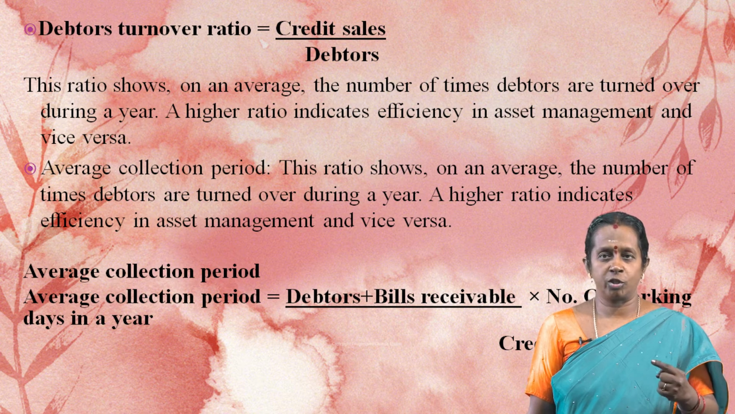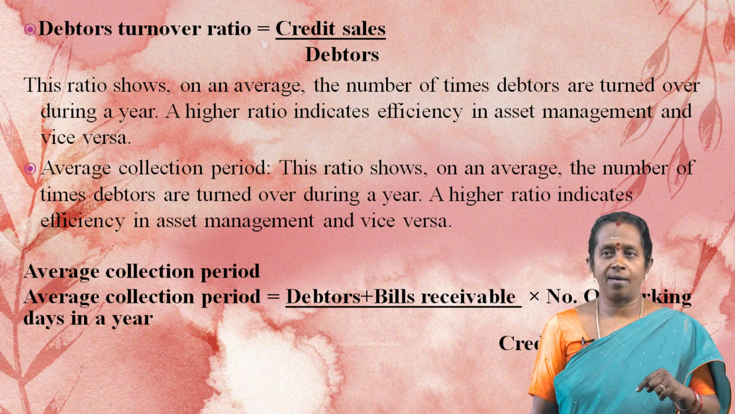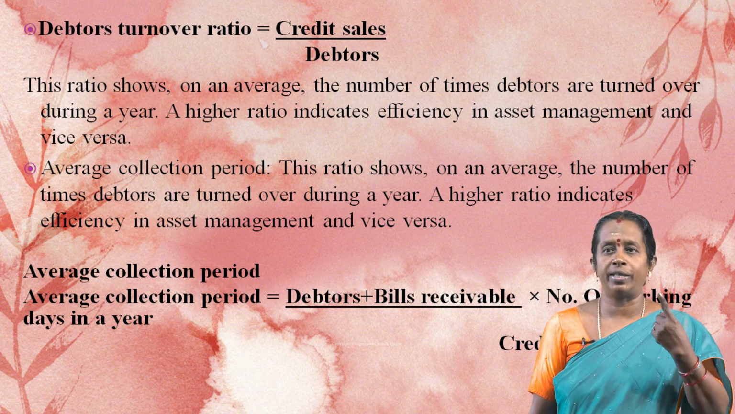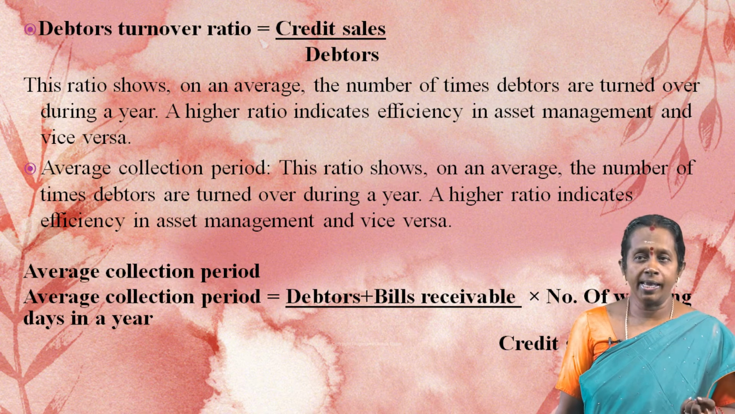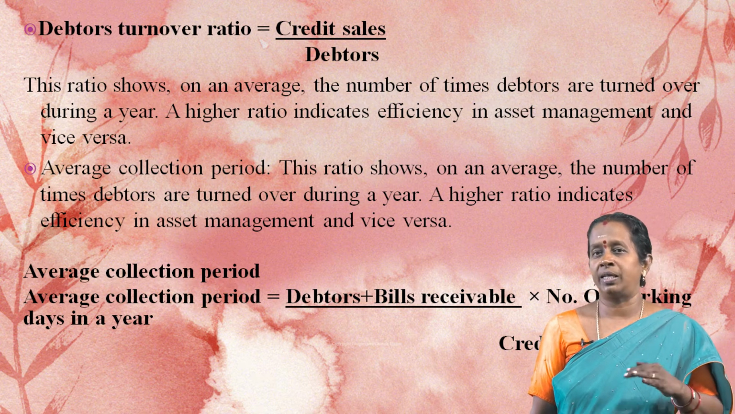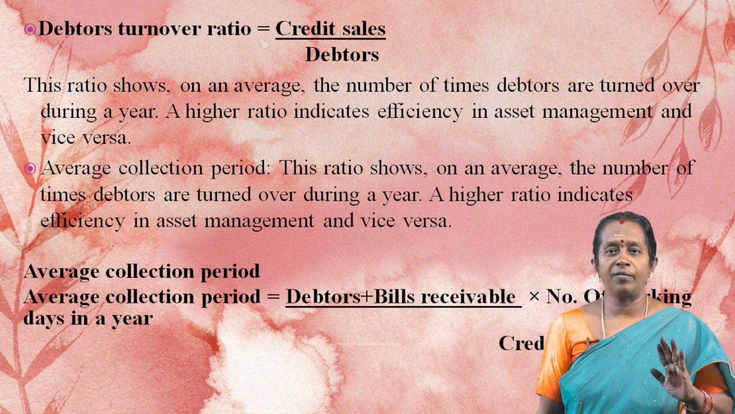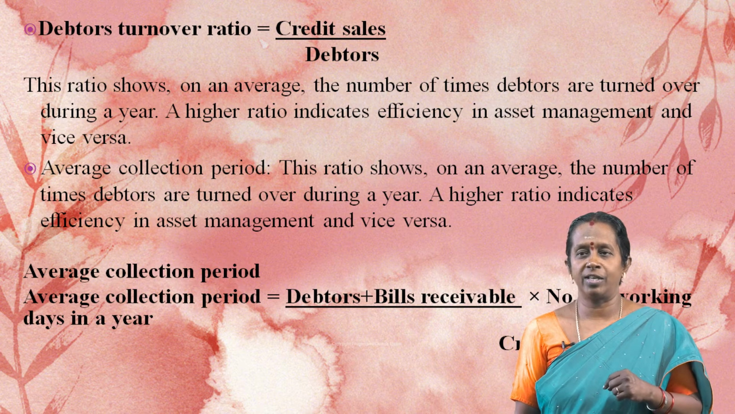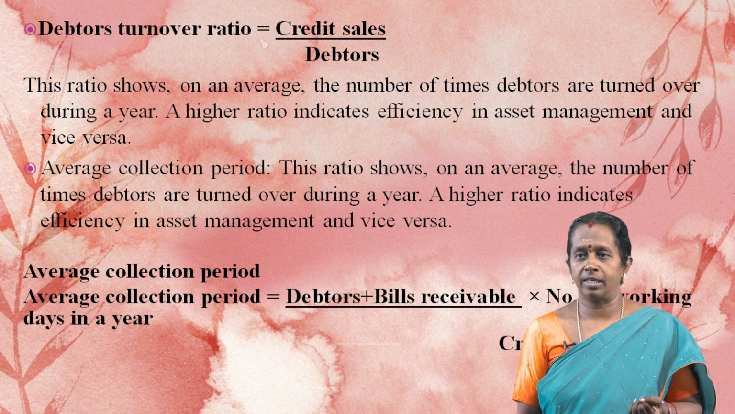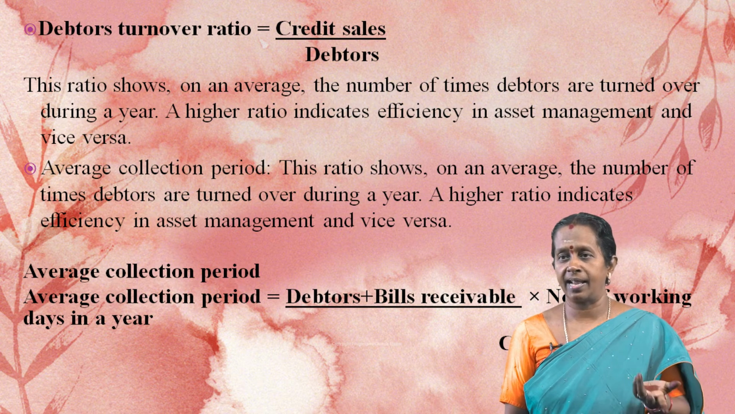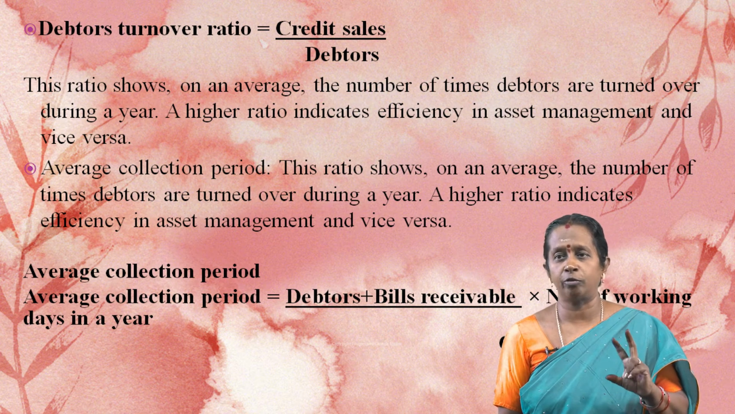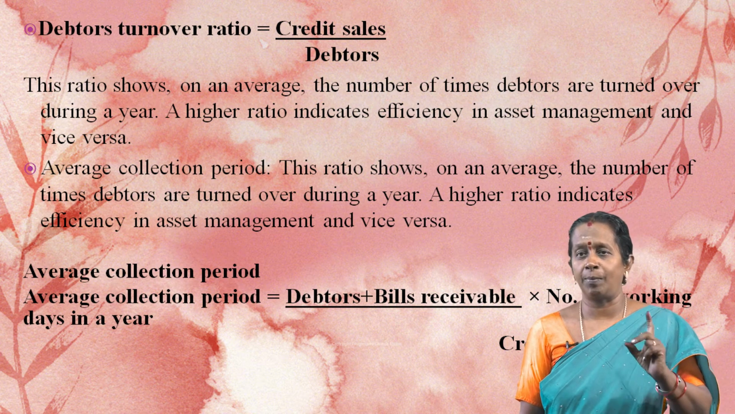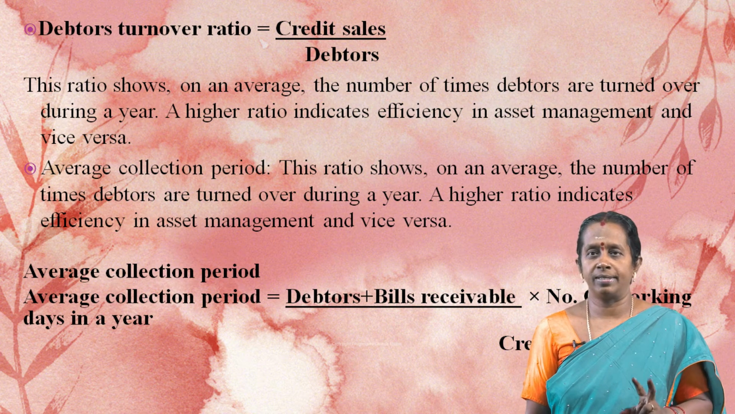Next one is the average collection period. Here also a higher ratio indicates efficiency in asset management and vice versa. To find the average collection period, the formula is debtors plus bills receivable divided by credit sales, into the number of working days in a year. We take total days in a year as 365 or 366 according to whether it is a leap year or not. We calculate this average collection period by considering the number of working days in a year.